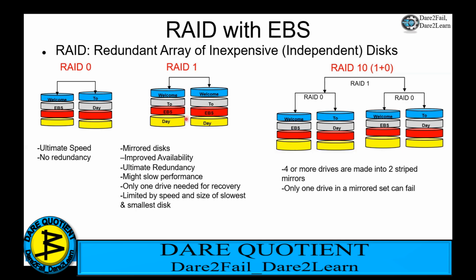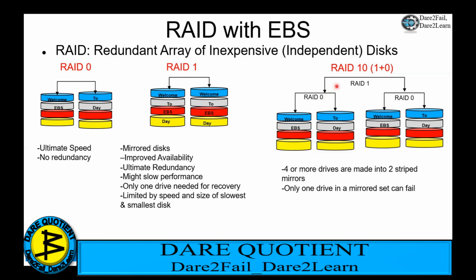In an event of failure, all you need is one hard drive. Let's say the first hard drive fails, all you need is the second hard drive to recover your system. And in a RAID 1 scenario, we're limited by the speed and the capacity of the smallest hard drive that is attached to the RAID system.